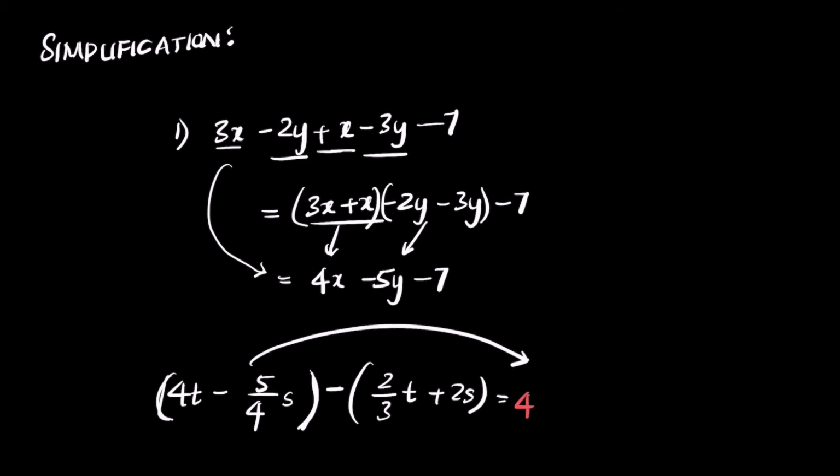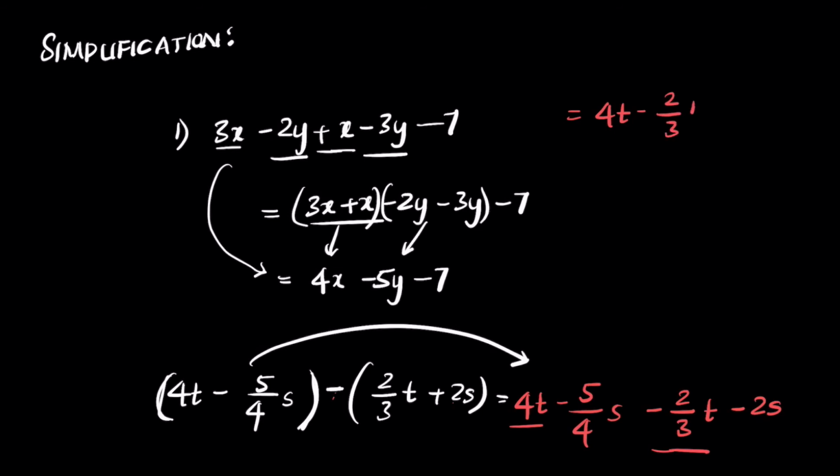So that becomes 4t minus 5 by 4s minus, but this minus has to be multiplied with each of these variables. Notice that this minus basically represents minus 1. So minus 1 into plus 2 by 3t becomes minus 2 by 3t. Next, minus 1 into plus 2s becomes minus 2s. Now again, by the commutative law, pair the like terms, 4t and minus 2 by 3t. So the value becomes 4t minus 2 by 3t, minus 5 by 4s minus 2s.